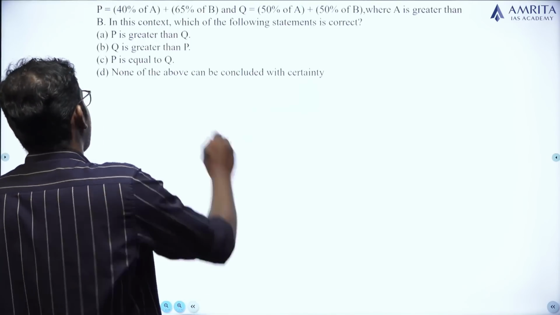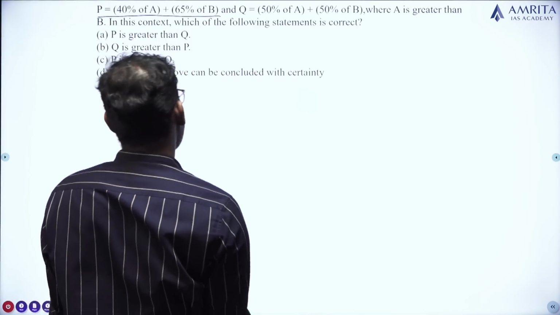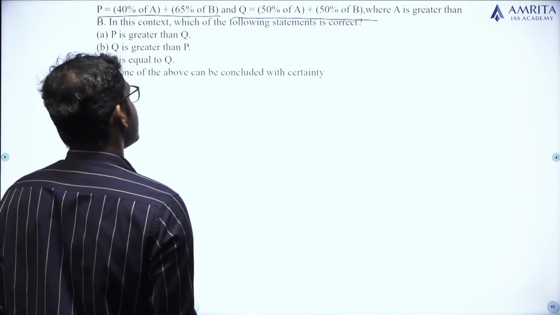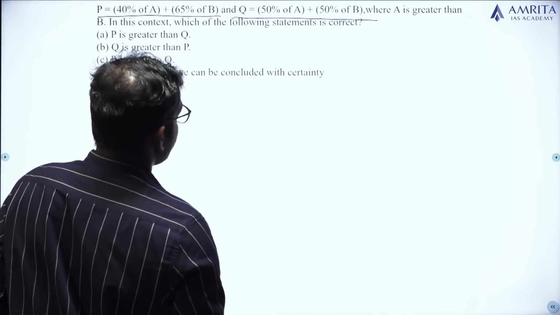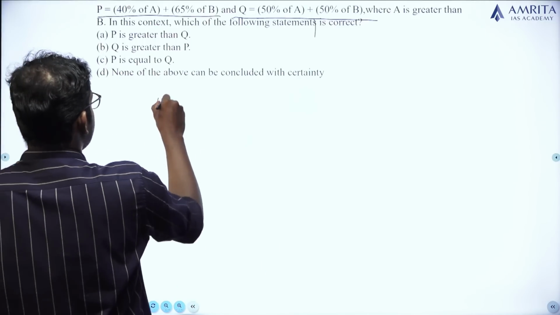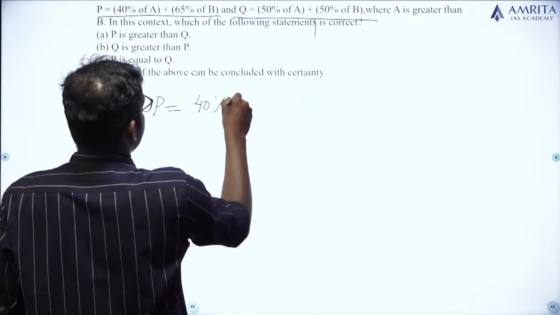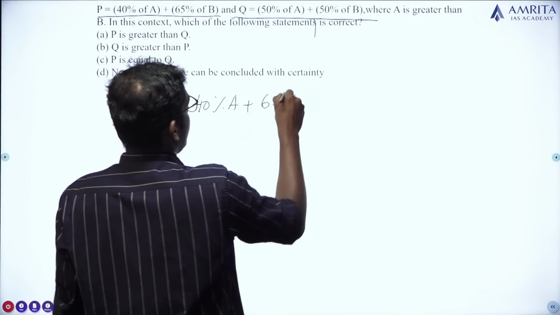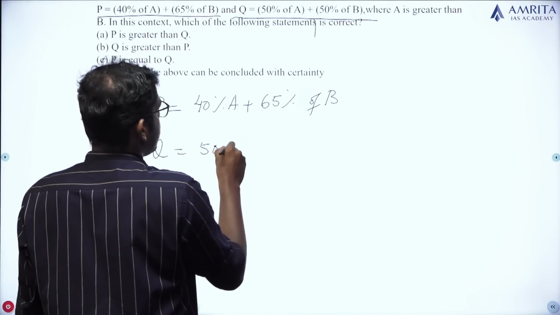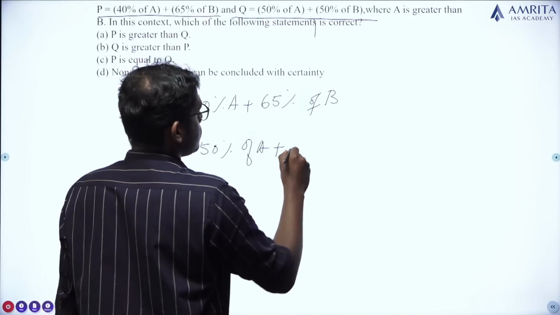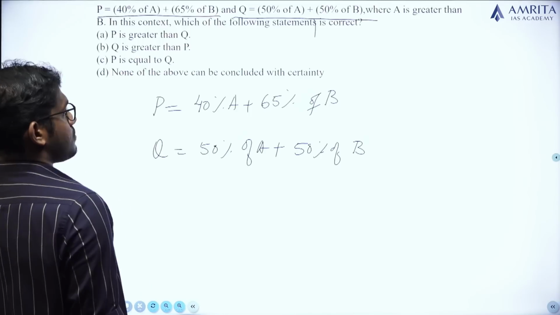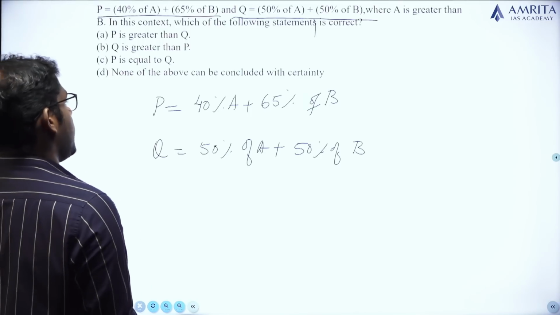P is equal to 40% of A plus 65% of B, and Q is equal to 50% of A plus 50% of B, where A is greater than B. In this context, which of the following statements is correct? So P is equal to 40% of A plus 65% of B. Q is equal to 50% of A plus 50% of B. Where A is greater than B.